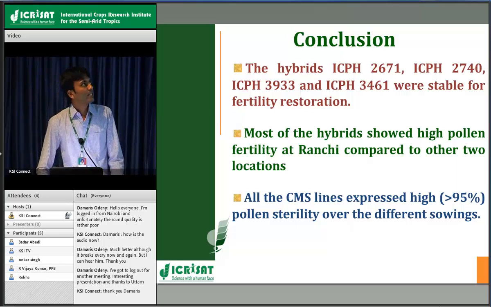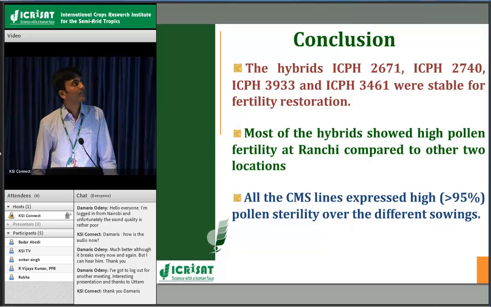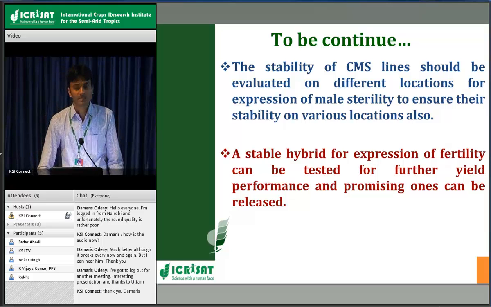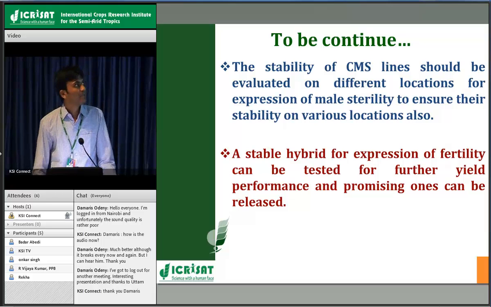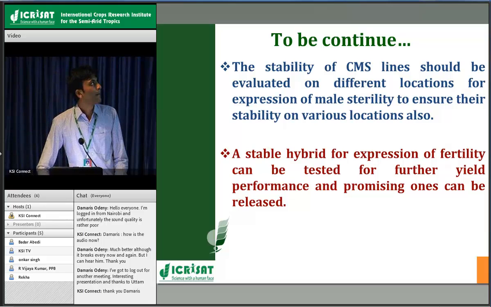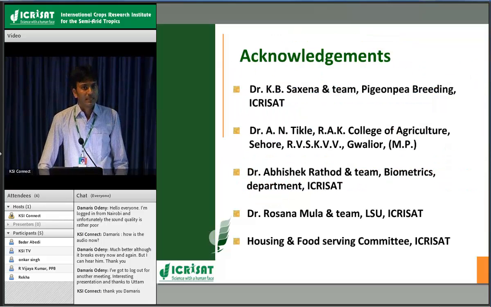The stability of CMS lines should be evaluated. Here I have put some suggestions: the stability of CMS lines should be evaluated on different locations for expression of male sterility, to ensure their stability on various locations also. Stable hybrids for expression of fertility can be tested for further yield performance, and promising ones can be released. I would like to thank you.